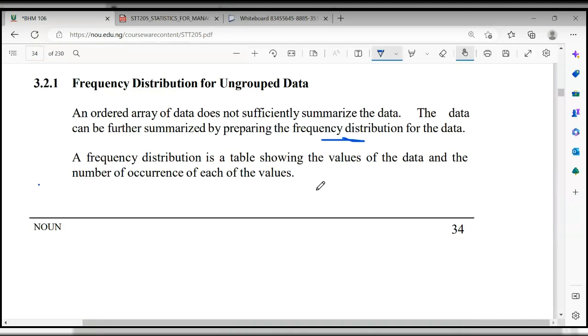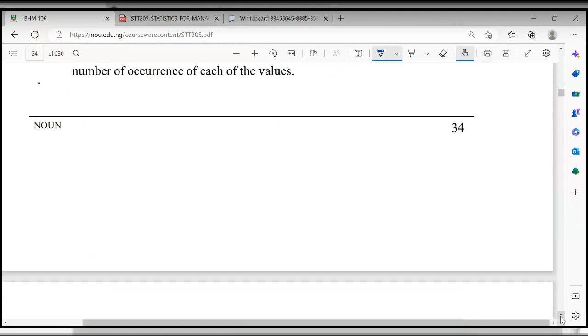So what I'm saying in essence is that every item in that table will be identified, and the number of occurrences of each of them will be given.